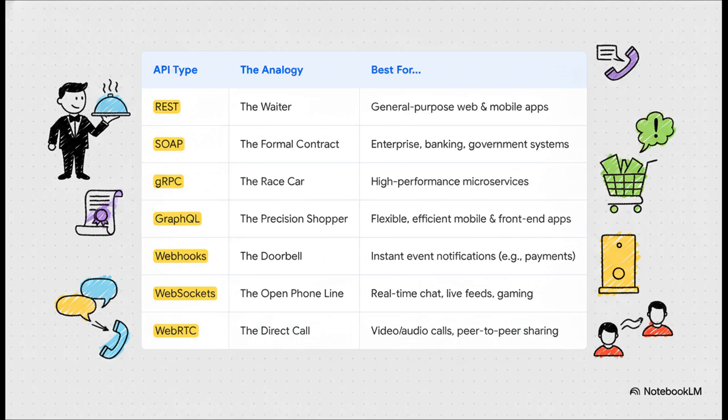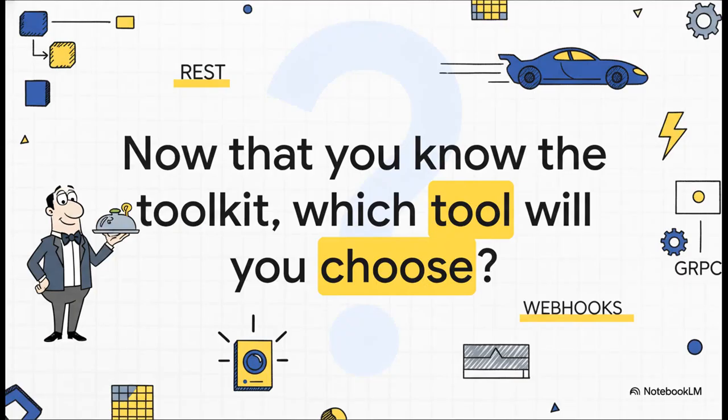For those instant event notifications, you have webhooks, the doorbell. For a continuous two-way conversation, you'll open up a WebSocket, the open phone line. And finally, for that direct browser-to-browser communication, there's WebRTC, the direct call that cuts out the middleman entirely. Every single one of these tools empowers developers to create the amazing, interconnected experiences we all use every single day.